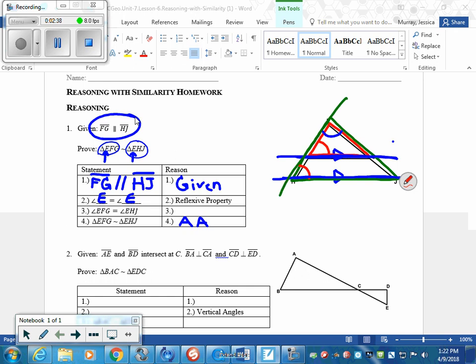Now we covered alternate interior in class. Those aren't alternate interior angles. They're both on the right-hand side of the transversal. So therefore they're not that. Okay, so I'm going to let you guys think about that, what that is, and then fill that in before class.